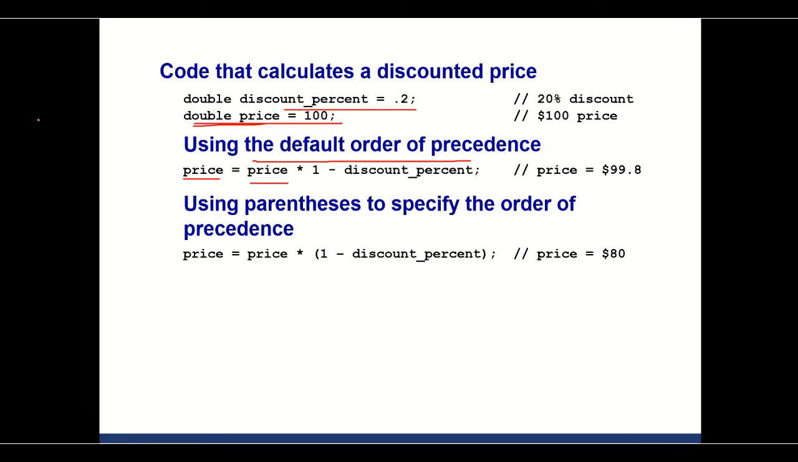Now, using parentheses to specify the order, this is even more interesting. You do price equals price times (1 minus discount percent). That means your price becomes 80% of the actual price. Your price is 100, then you have 1 minus discount percent, so it becomes 80, because you get a 20% discount. So your price becomes $80. That should be the right thing. The previous one was not right.